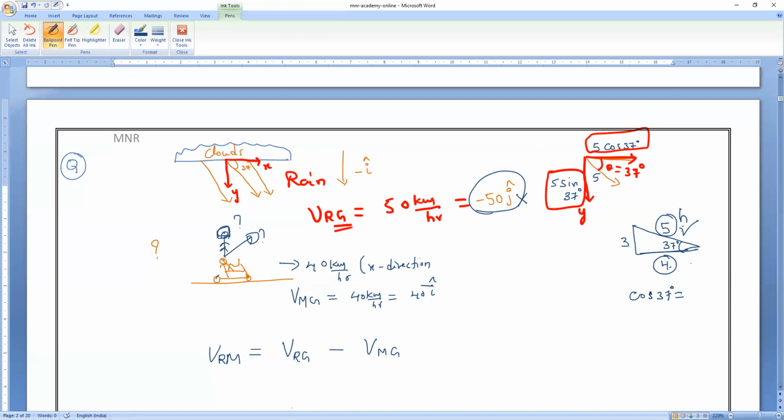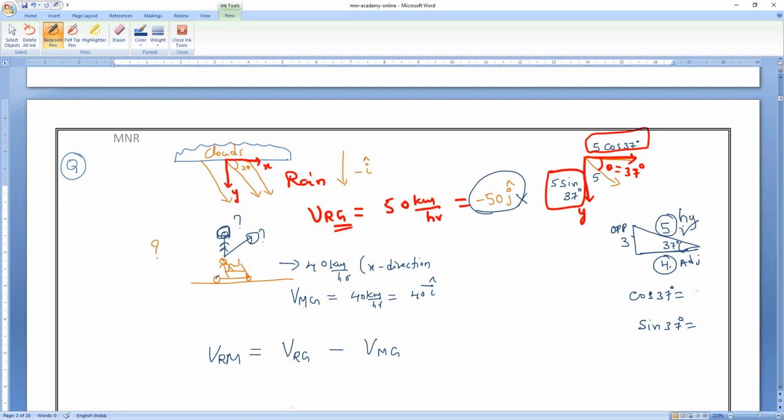Okay, at least tell me sine 37. Sine theta equals what? Opposite by hypotenuse. Which is opposite? 3 is opposite, and this is adjacent. Understand? So this is hypotenuse.